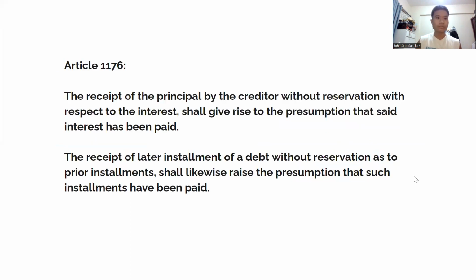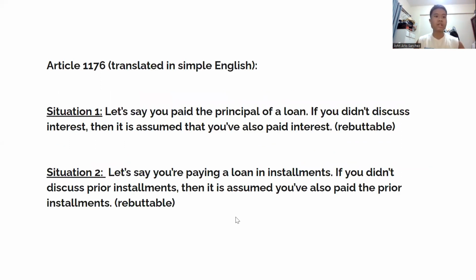Okay, so we can break this down into two situations. Let's try to understand it in simple English. The first part is situation one. Let's say you paid the principal of a loan. If you did not have a discussion about, oh, I'm paying the interest, then it is assumed that you already paid the interest. And this is rebuttable. Remember, rebuttable means that it can be disputed. If you have evidence that you did not pay interest, then you can prove that you did not.